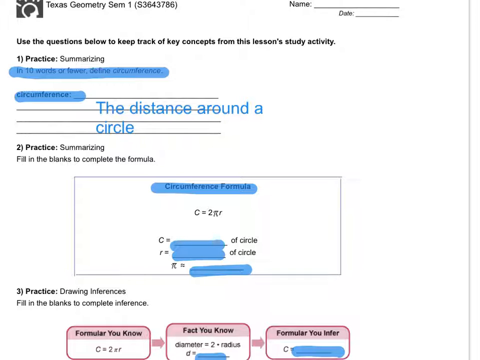Whoops, picked the wrong word. There we go. All right. Attempting to do this without a stylus. I got this, the distance around a circle.